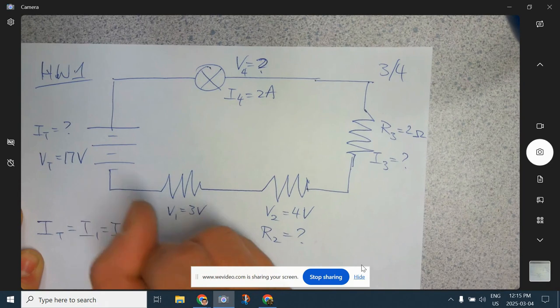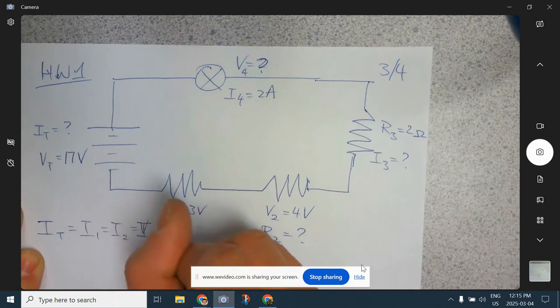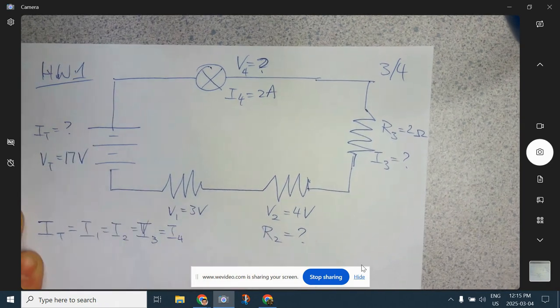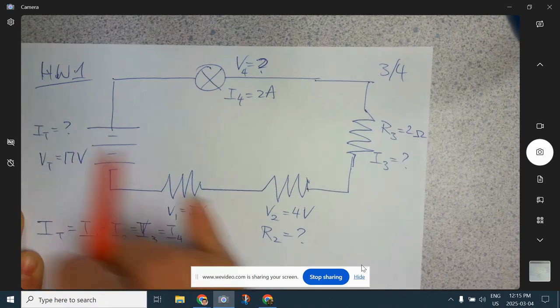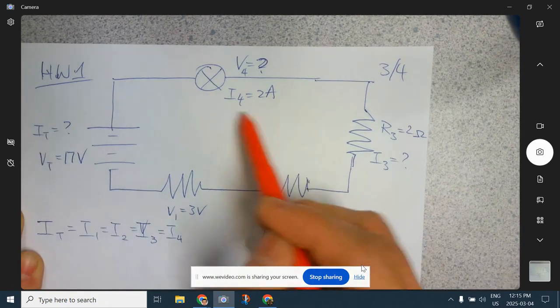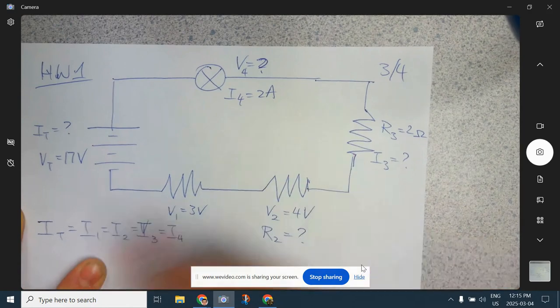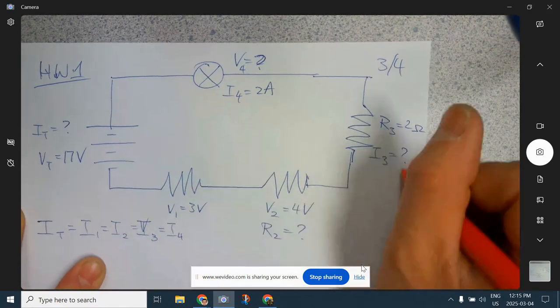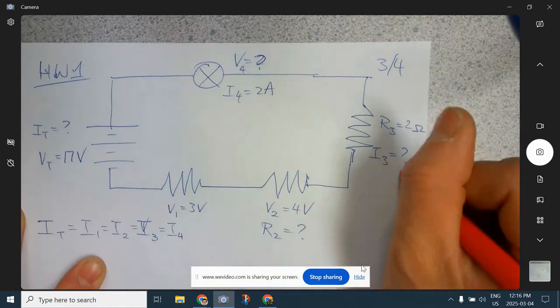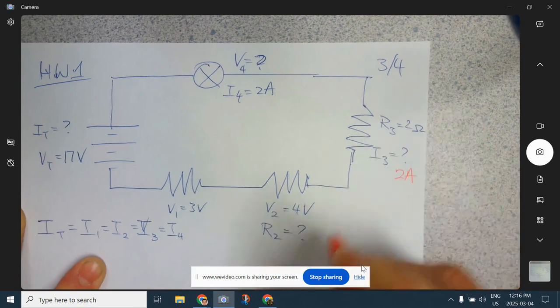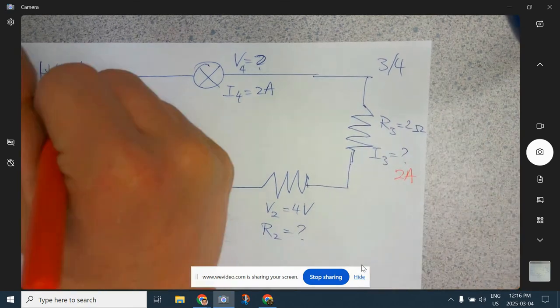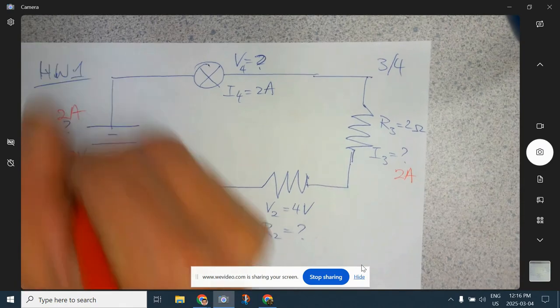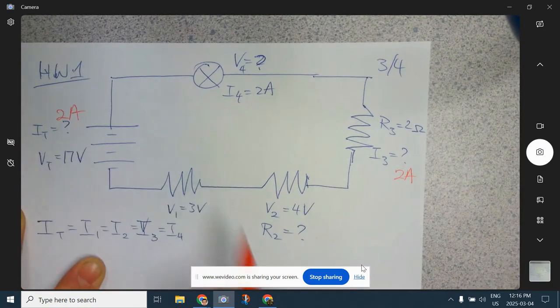So in some ways, what we can do is start inputting that information here. Okay, so we know I4 is 2 amps. Well, because this is a series circuit and the current is the same everywhere, we can just say this is 2 amps. The total current is also 2 amps. Okay, we know that right away.